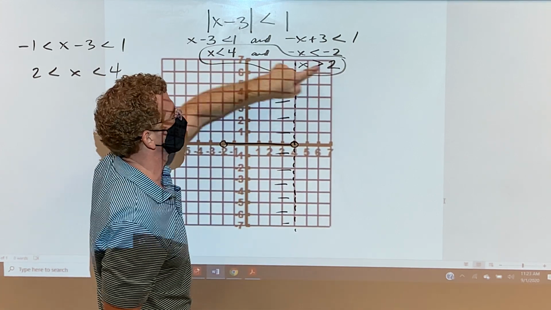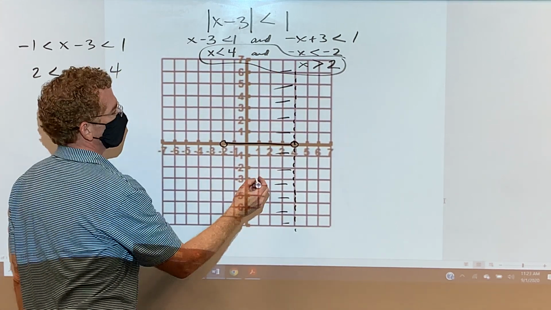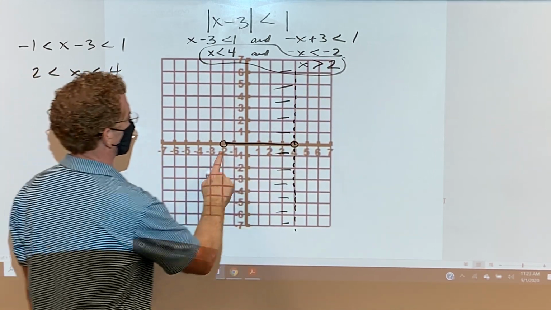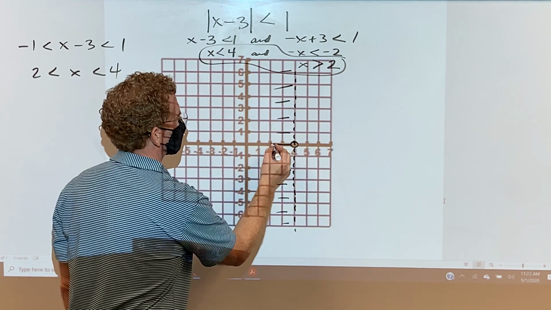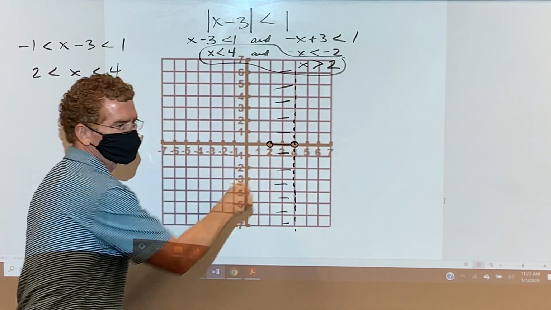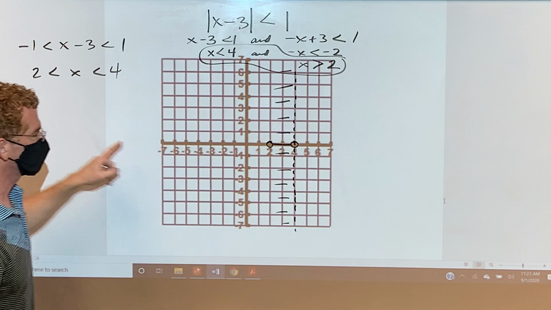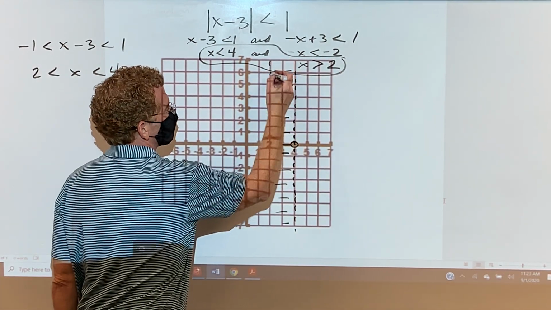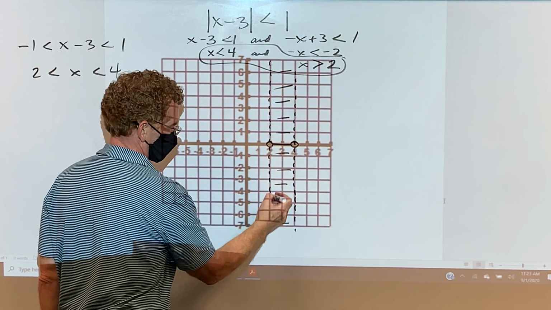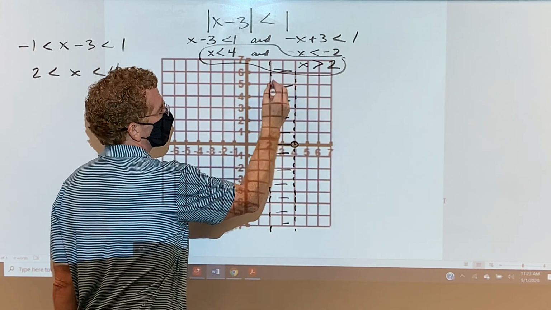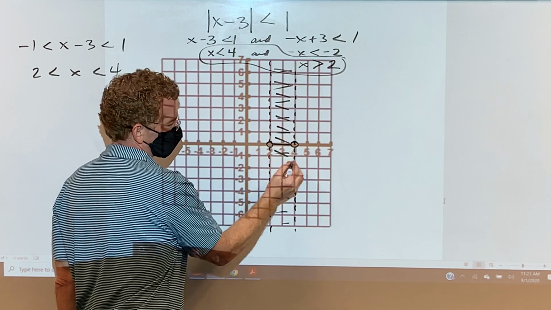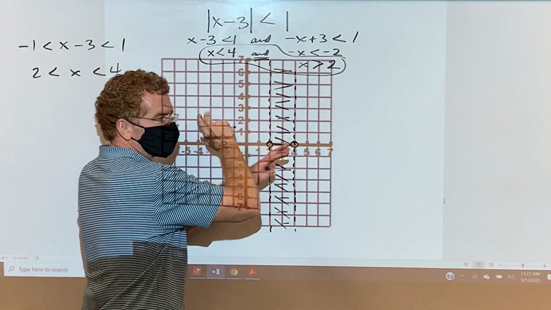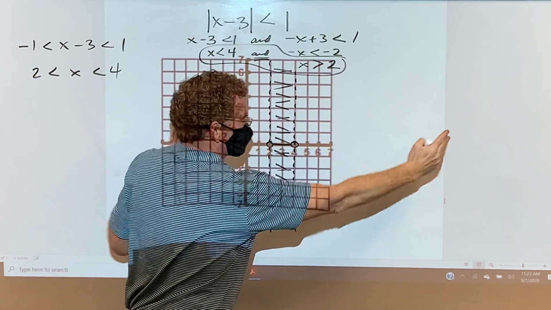What does x greater than 2 look like? Sorry, is that positive? Yeah, it's positive. I don't know why I put it in a negative, sorry guys, at home. That's supposed to be a positive 2. All right? X greater than 2, another dotted line. This time shaded to the right. And if one's shading left and one's shading right, and it's and, I don't end up getting everything, do I? I just get the overlap.